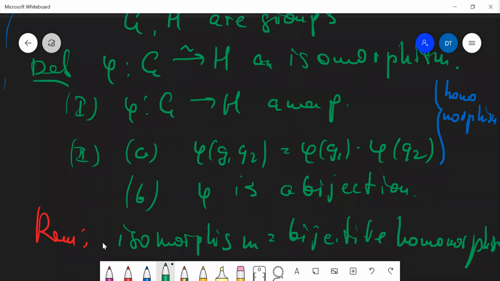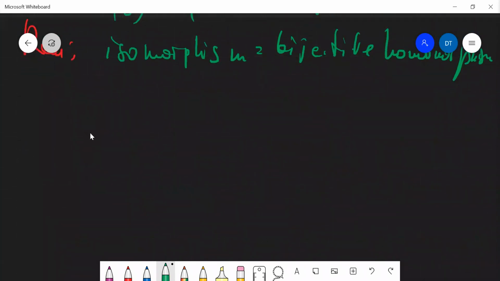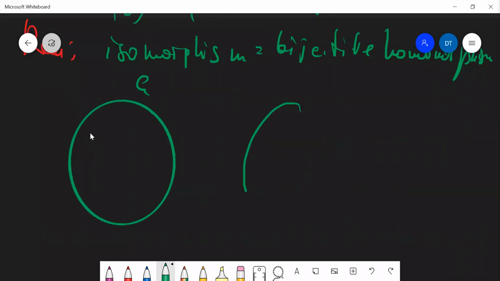So let me explain the meaning of this definition. If you have two groups, let's say G and H, what does it mean that these two groups are the same? You have a group and some operation on the set G, and you have a set H and some operation on the set H. So how do you compare them? First of all, you want to say that you have exactly the same amount of elements. In order to do that, you need to find a bijection.